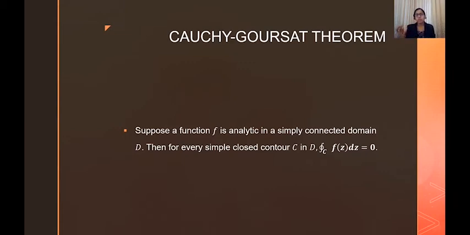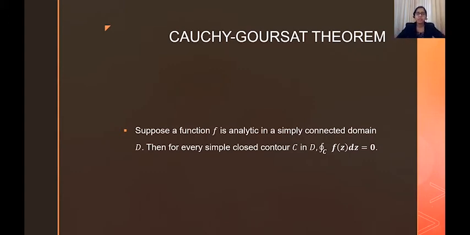Now Goursat was another mathematician, and what he did was he modified Cauchy's theorem, and he was able to prove that the condition for the continuity of the derivative of the given function is not actually necessary. And that's how the Cauchy-Goursat theorem came into existence. The statement is as follows: suppose a function f is analytic in a simply connected domain, then for every simple closed contour C in that domain, the integral over C of f(z) dz is equal to 0. So I hope the theorem is clear.